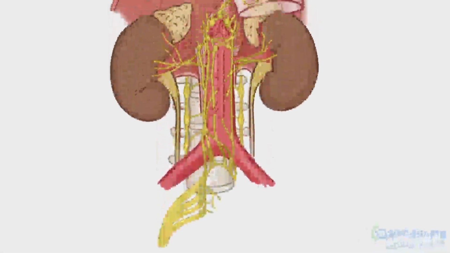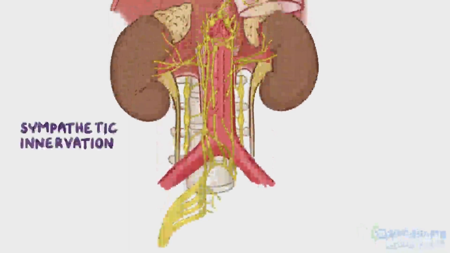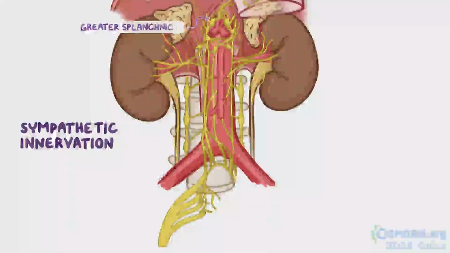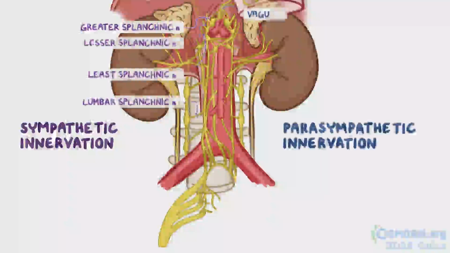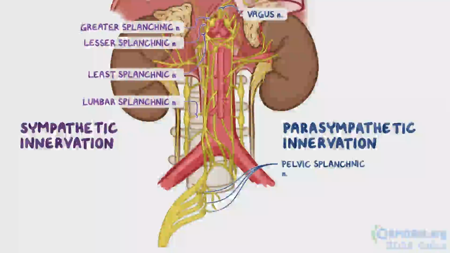Alright, as a quick recap, abdominal viscera are innervated by the autonomic nervous system. The sympathetic innervation is provided by the lower thoracic splanchnic nerves, consisting of the greater splanchnic nerve, lesser splanchnic nerve, least splanchnic nerve, and lumbar splanchnic nerves. The parasympathetic innervation is provided by the vagus nerve and the pelvic splanchnic nerves.